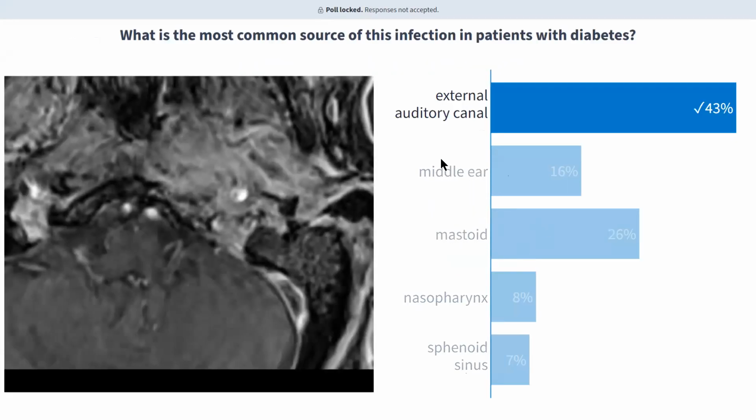The other distractors here are somewhat less common. You can have coalescent mastoiditis or otomastoiditis extend medially and deep like this. You could have sphenoid sinusitis extend laterally from the sphenoid, but the most common is malignant otitis externa, manifesting as skull-base osteomyelitis.